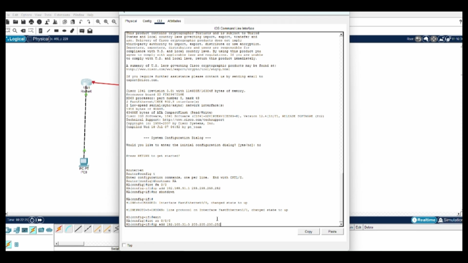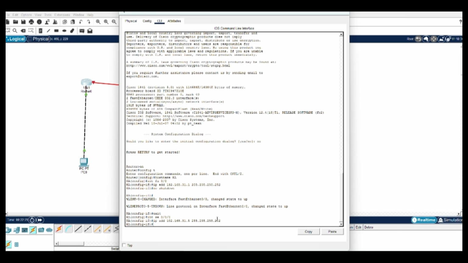So the mask. Remember, on this side we should put the command clock rate.